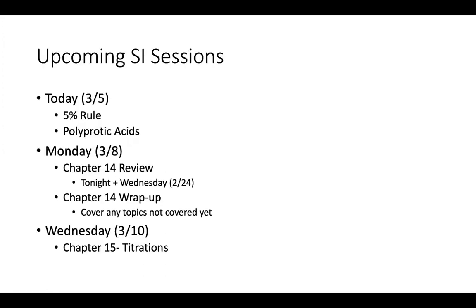So what are we going to cover? What's kind of SI going to look like? Well, today I just want to touch upon two short topics from chapter 14. Okay, they're not very long, but they're both very important topics. Okay, so the first thing that we're going to go over is the 5% rule. The second thing we're going to cover is polyprotic acids, which are just acids that have more than one proton, right? The term polyprotic means multiple protons.